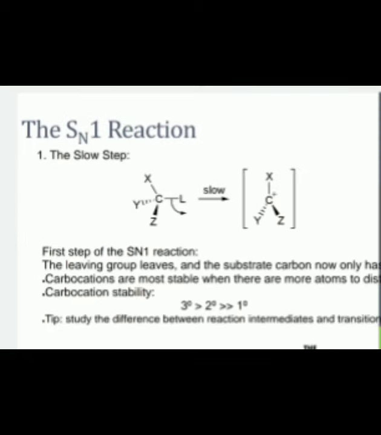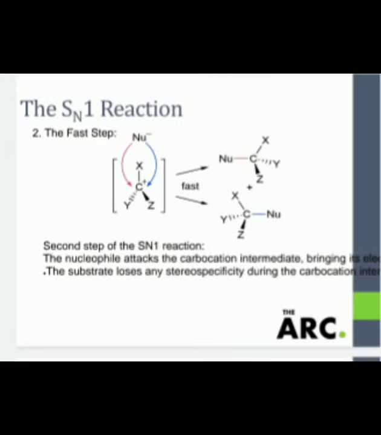In the first step of the SN1 reaction, the leaving group leaves and the substrate carbon now only has a carbocation. Carbocations are most stable when there are more alkyl groups; we will discuss carbocation stability. Tip: the second step of SN1 reaction, the nucleophile attacks the carbocation intermediate, bringing an element, and the substrate loses its stereospecificity during the carbocation intermediate.